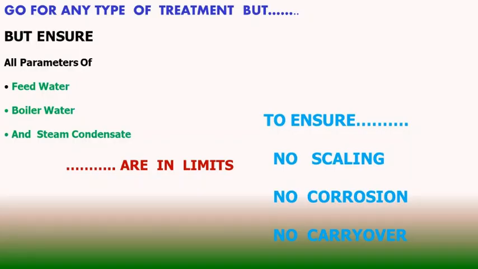So we can go for any type of internal treatment, but we must ensure that all parameters related to impurities in the feed water, boiler water, steam and condensate are within the limit, and that has to be ensured with no scaling, no corrosion, no carryover within the system.